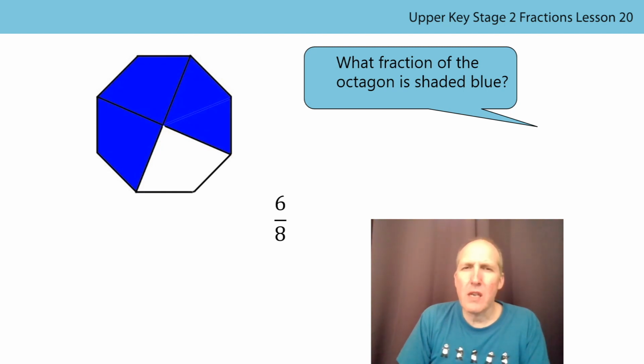How many equal parts are there now? There are 1, 2, 3, 4 equal parts. So each equal part is 1/4 of the whole. How many of those are shaded? 3 equal parts. So we could say 3/4 of the octagon is shaded blue. And we've seen that 6/8 and 3/4 are equivalent fractions. Is that what you came up with? Well done if you did.